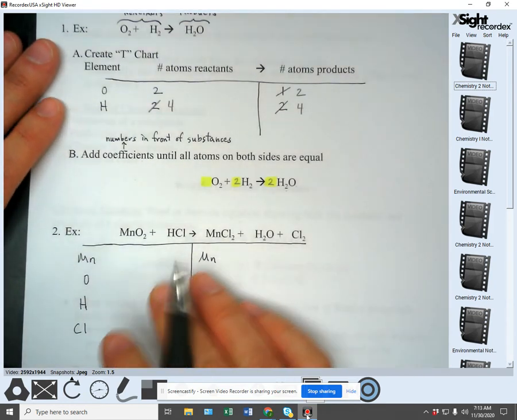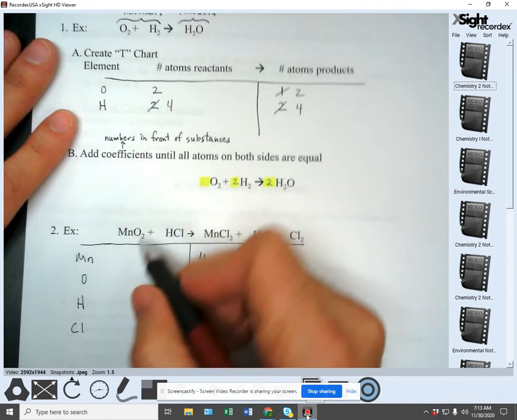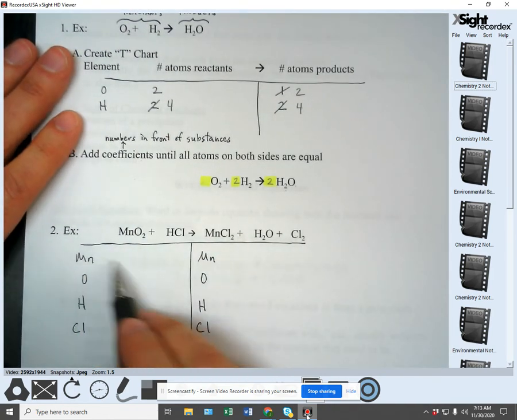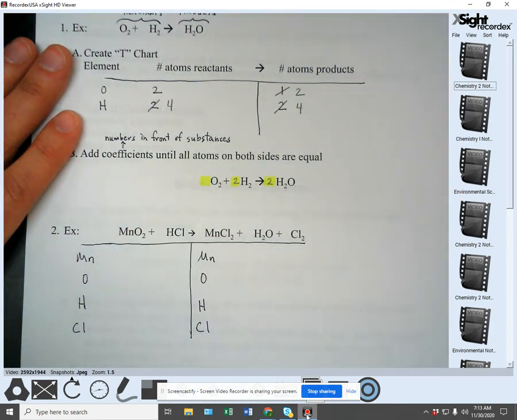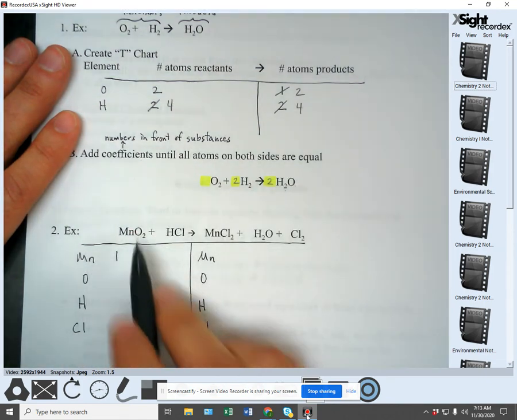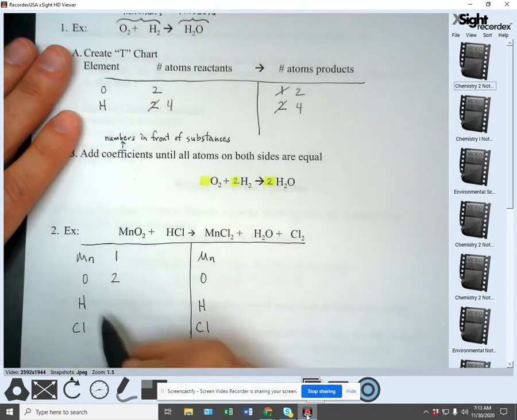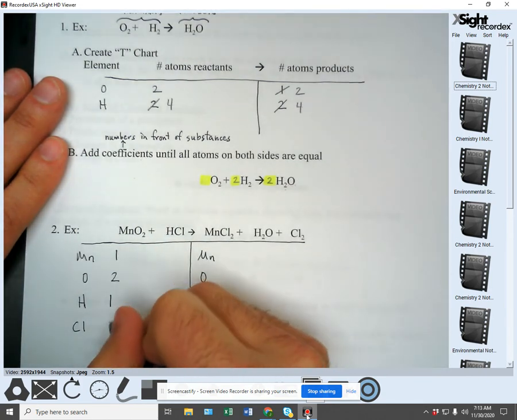So remember, we've got reactant side on the left, product side on the right. So let's count how many of each thing we have. Manganese, we've got one here. Okay, so let's see. One. Oxygen, I've got two. Hydrogen, I've got one. Chlorine, I've got one.